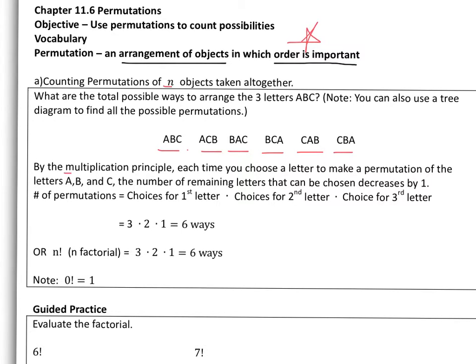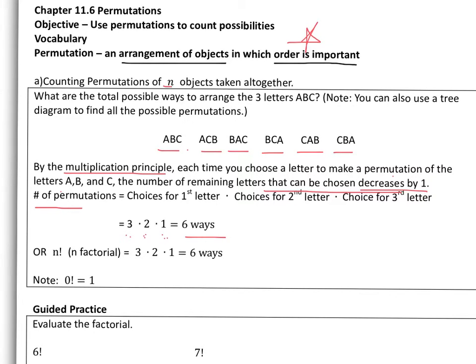By the multiplication principle, each time you choose a letter to make a permutation of the letters A, B, and C, the number of remaining letters that can be chosen decreases by 1. The number of permutations would then equal the choices for the first letter times the choices for the second letter times the choices for the third letter. So for the first time you pick a letter, it would be 3. And the second time you choose a letter, you will have 1 letter less, so it will be 2. And by the time you get to the third letter, you will have 2 less. And so you have 3, 2, 1, 6 ways.